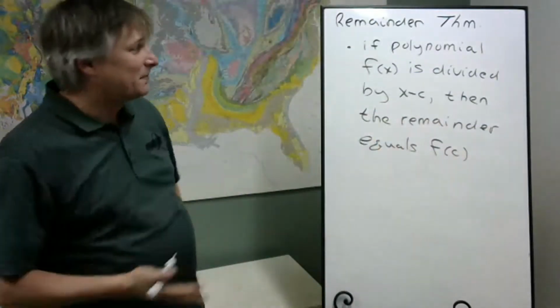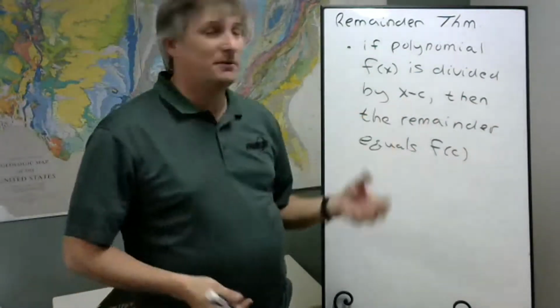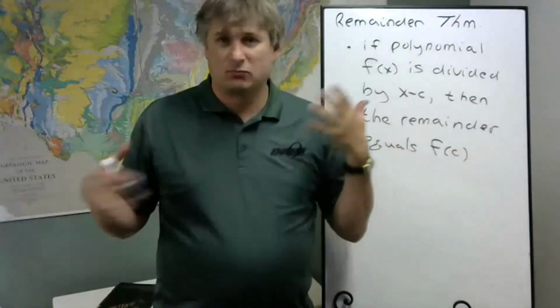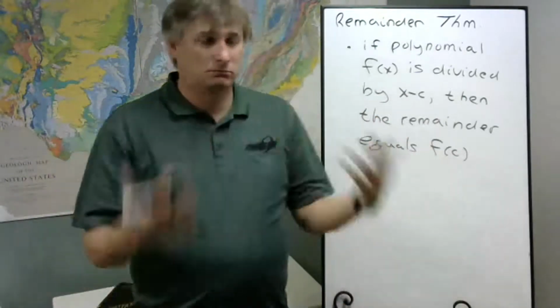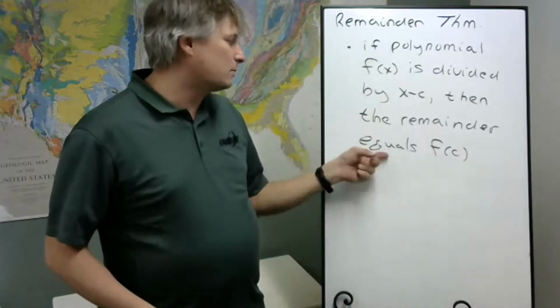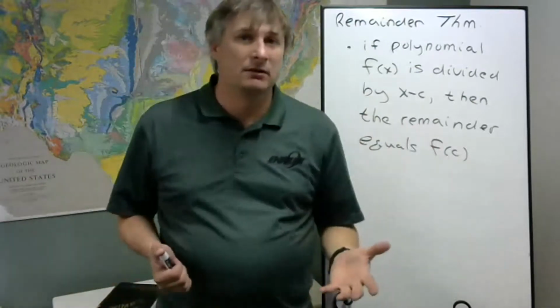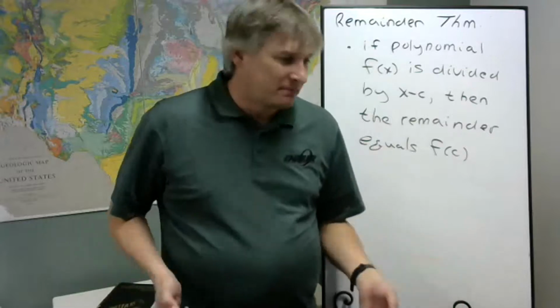So what it's saying is, if the polynomial f of x is divided by x minus c, and we get whatever remainder, maybe a remainder of 0, a remainder of 4, whatever remainder we get, then that remainder equals f of c. So this is just another way of computing f of c.